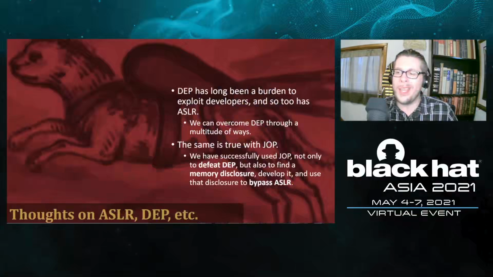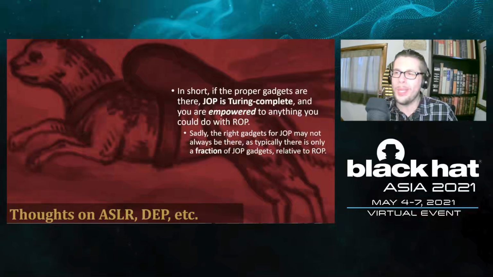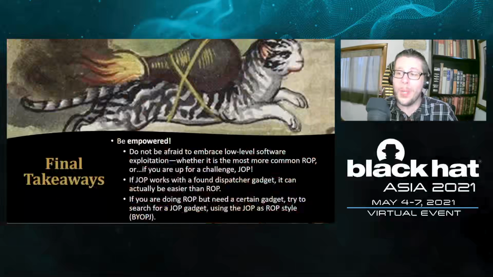ASLR and DEP are strong mitigations, but we can overcome them with JOP just the same as we can with ROP. The only challenge is that with JOP, the gadgets are a lot less plentiful, so that could be a possible consideration if there are not enough gadgets. Some final takeaways. If you can find a dispatcher gadget, don't be afraid to try JOP. It may actually even be easier. And if you are doing just exclusively ROP, but you need a specific gadget, you can briefly transition to JOP and expand your attack surface.